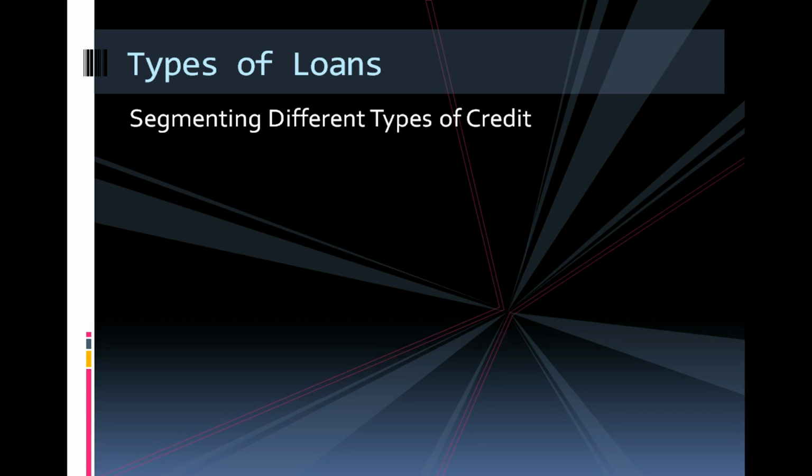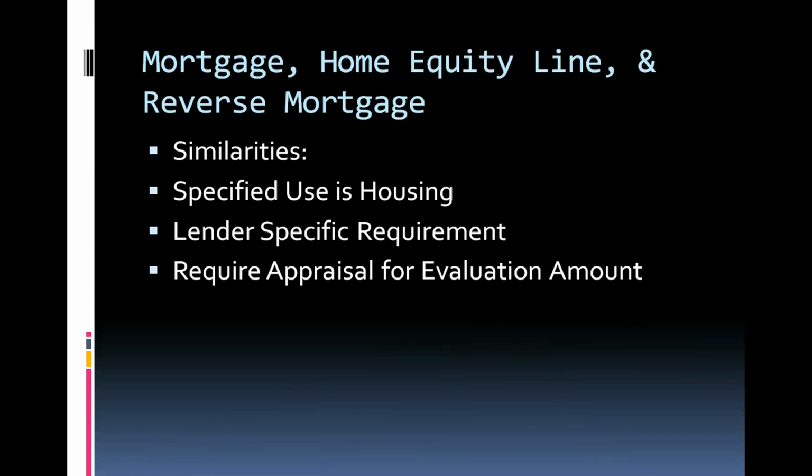So let's go into segmenting different types of credit and different types of debt. What I want you to do here is first understand the similarities between a mortgage, a home equity line of credit, and a reverse mortgage. One similarity is that you're using it for housing. The next is that they require specific requirements by the lender. And the last is they require an appraisal for the evaluation amount.